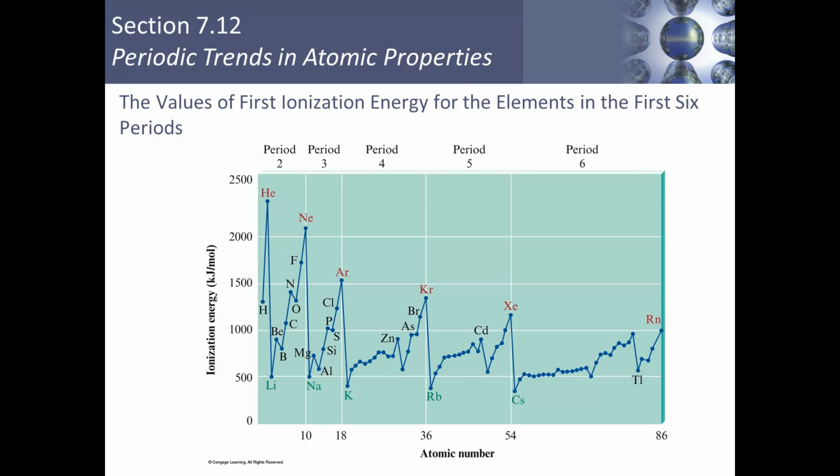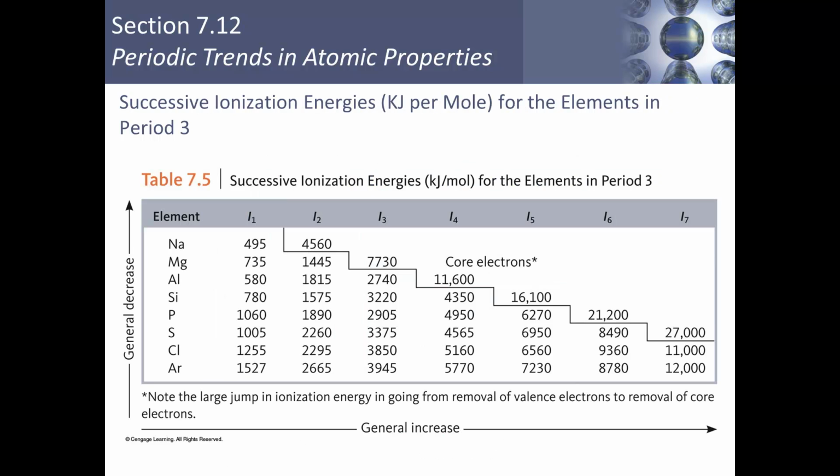We can see this for any of the periods of the periodic table. We could see the same trend in going from sodium to argon, or from potassium to krypton. Here we can see tabulated ionization energies for elements in period 3 of the periodic table.